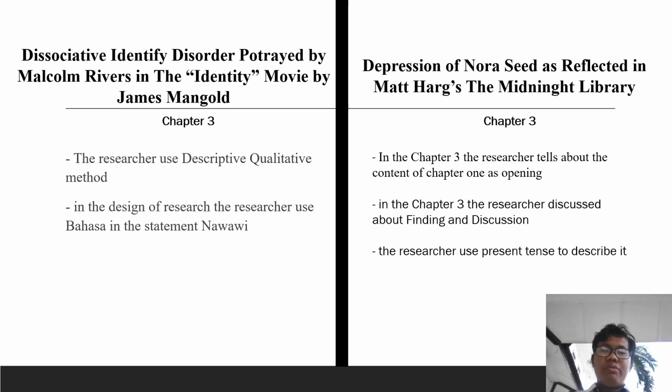Next, about chapter three. In thesis one, the researcher uses a descriptive qualitative method. Then in the design of research, the researcher uses a statement from Nawawi. Then the other thesis, in the opening, the researcher tells about the content of the chapter. Then in chapter three, the researcher discusses findings and discussion. The last one is that the researcher uses the present tense to describe it.